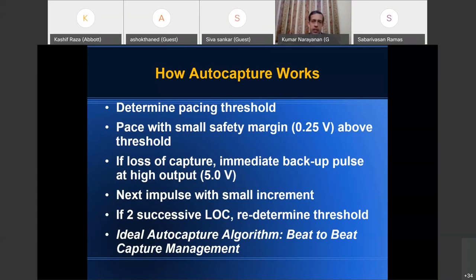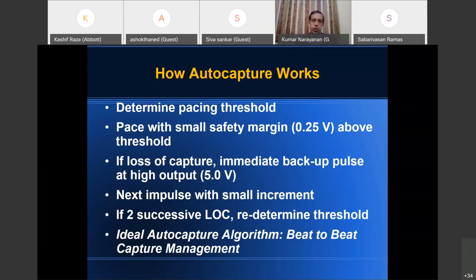Now remember, with every pacing, it is detecting myocardial capture. If there is loss of capture at any point of time, it immediately gives a backup pulse at a pretty high output, for example, 5 volts, so that there is no drop beat. The myocardium will get captured. So if it was pacing at 1 volt and it had a loss of capture in 1 beat, it's going to immediately give a backup. The next beat, it's going to deliver with a little increment in output, say 1.25 volts. And then if the capture is established, it goes with this new output of 1.25 volts.